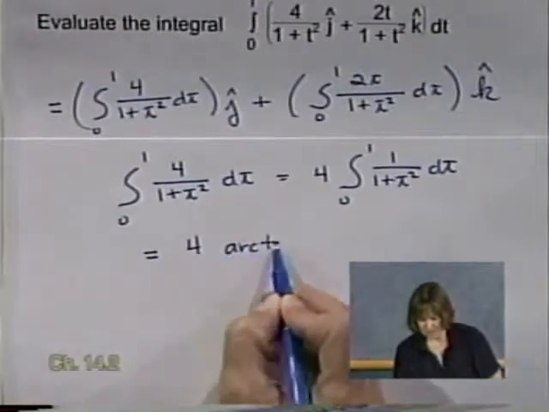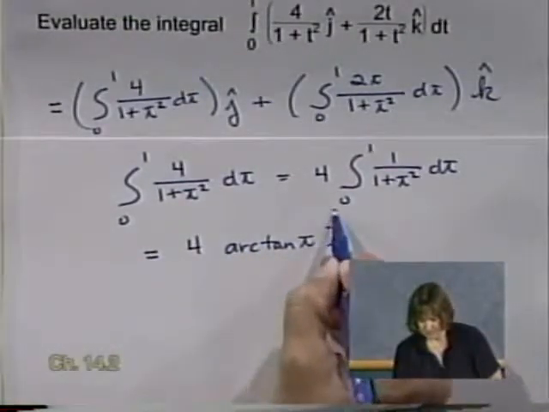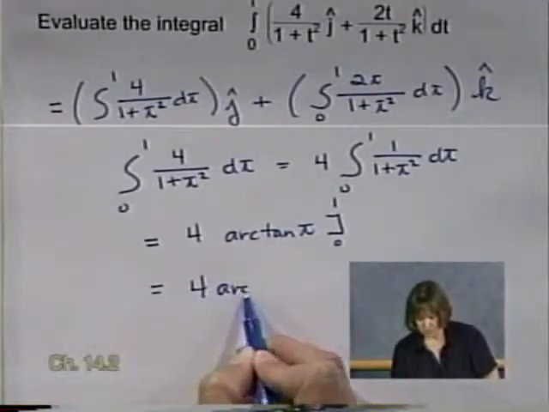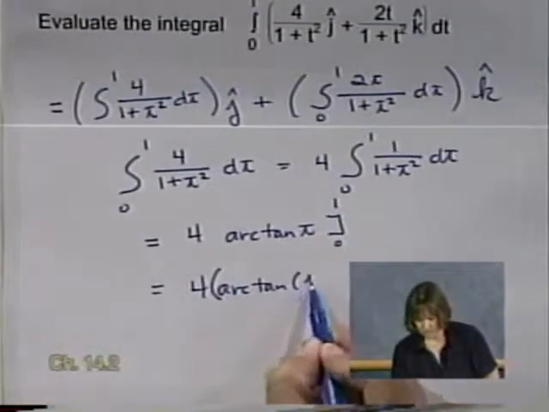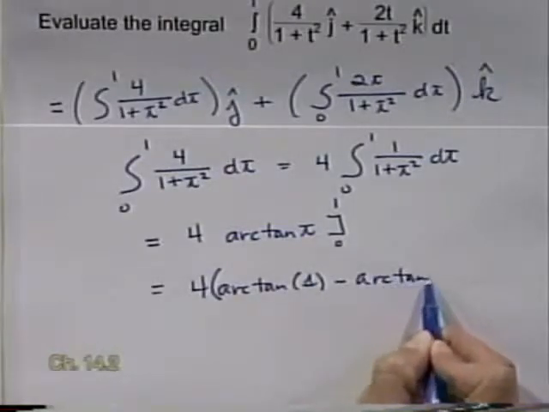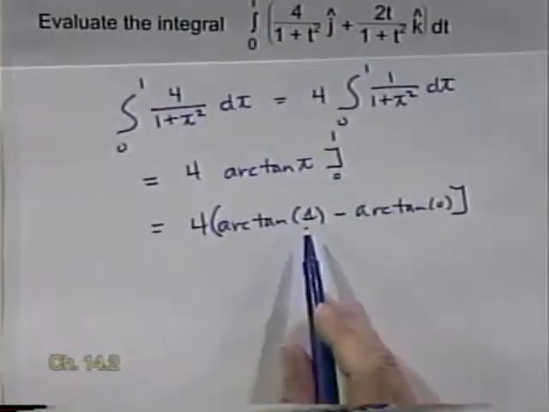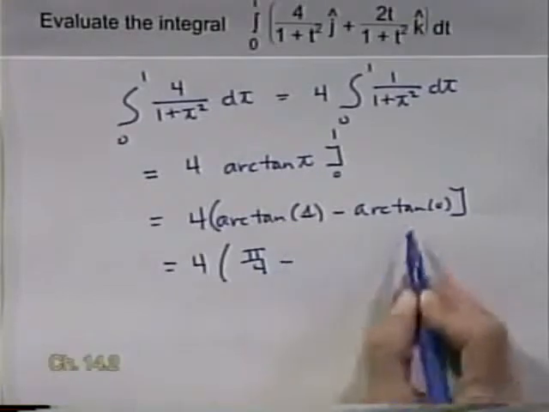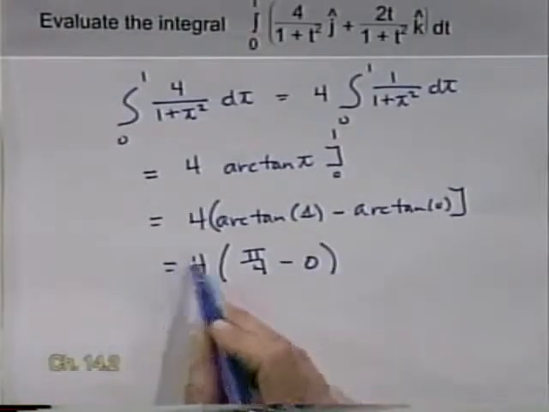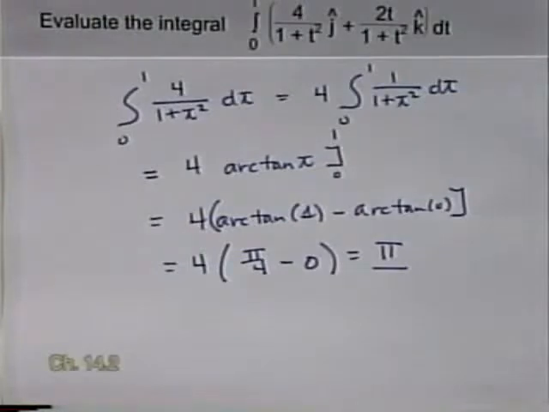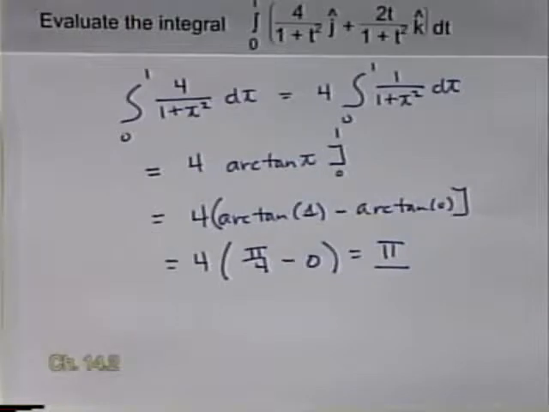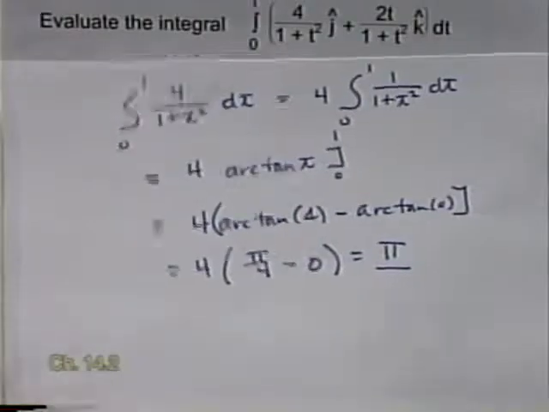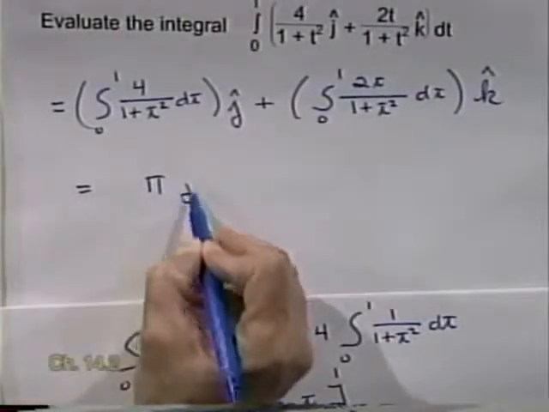This is arctan. And we're evaluating it from 0 to 1. So this is 4 arctan of 1 minus arctan of 0. Arctan of 1 is find me the angle whose tangent is 1. That's pi over 4. Find me the angle whose tangent is 0. That's 0. The 4's cancel, and we get pi. So that first integral turns out to be pi. All right, so this is going to equal pi times j.